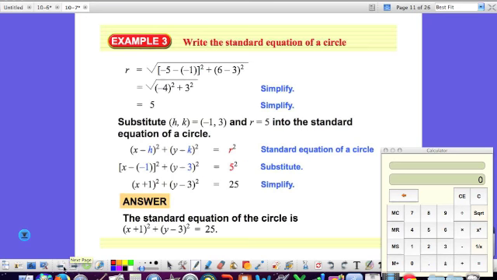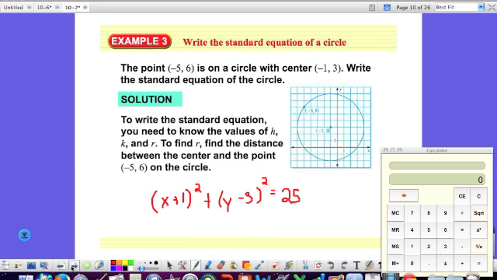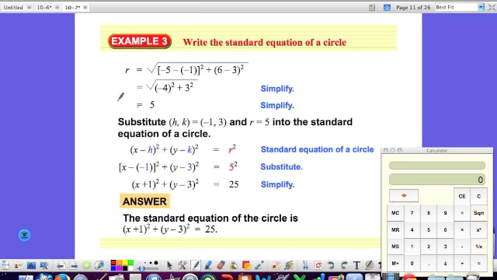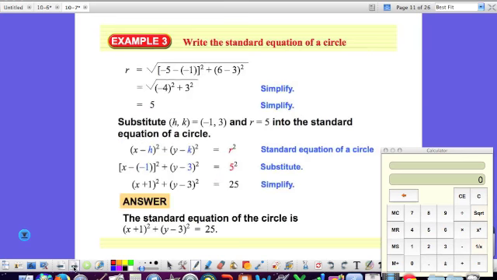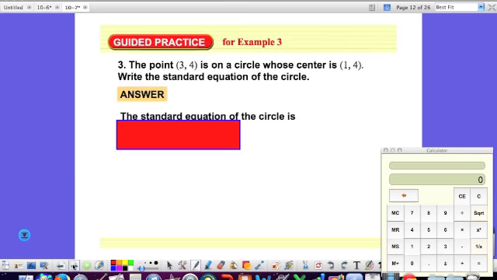Now in this case, yes, I'm just checking that we have this. They go through and they find the distance between negative 1, 3 and negative 5, 6 to find the radius. In this case, though, because it was graphed, I could count out the radius. If you don't have it graphed, you're going to need to do that.